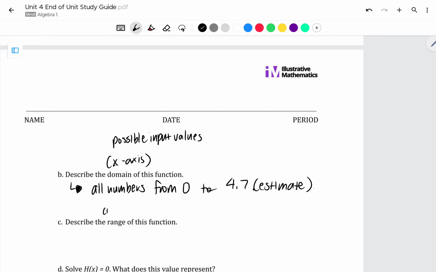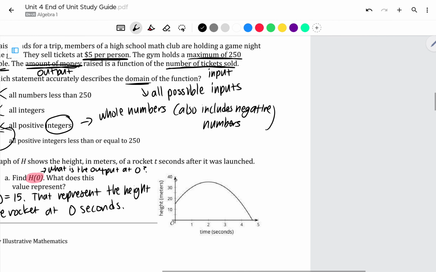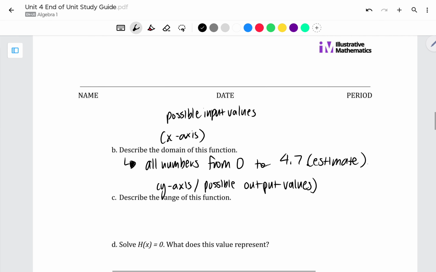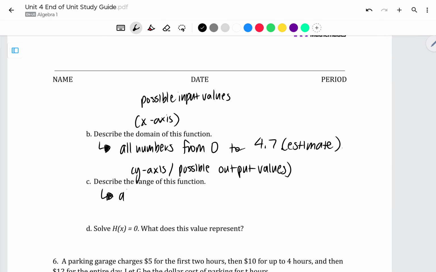Describe the range, y-axis, and also the possible output values. The y-axis is this part right here. Does it hit 0? Absolutely. What's the highest it goes to? It looks like about, let's just assume that's 35. So the y-axis, all numbers from 0 to 35.